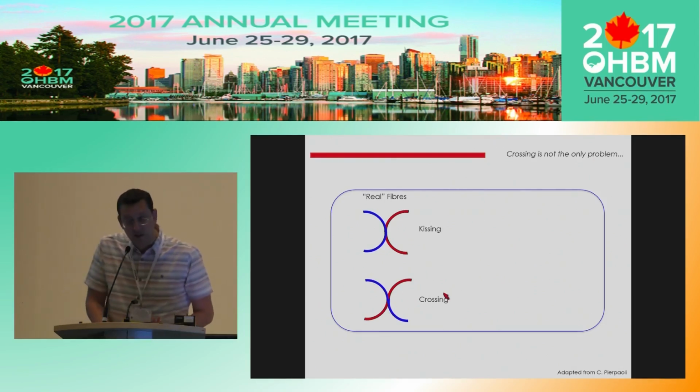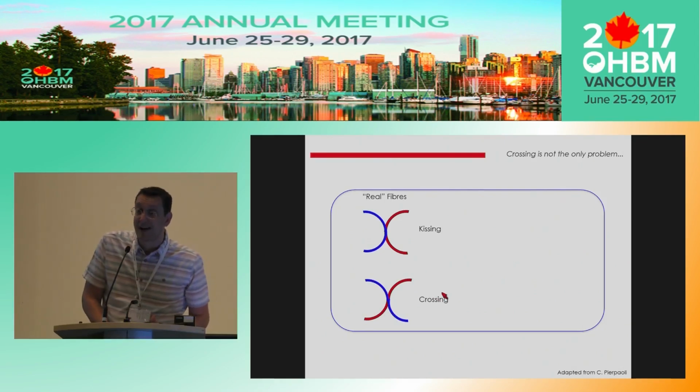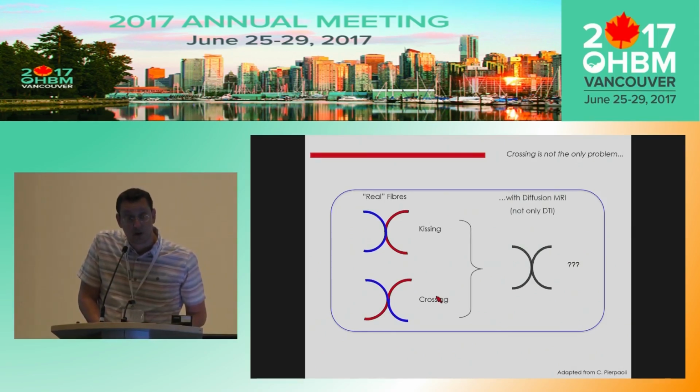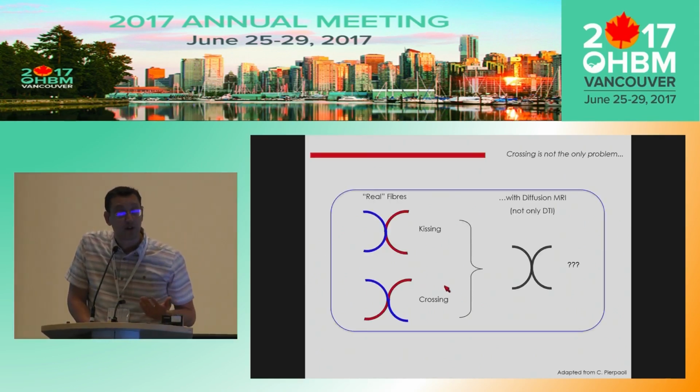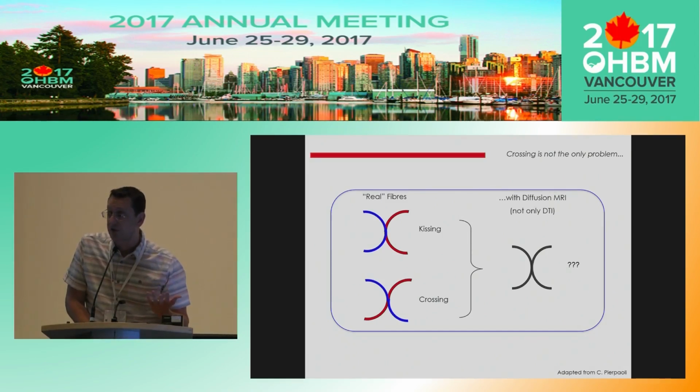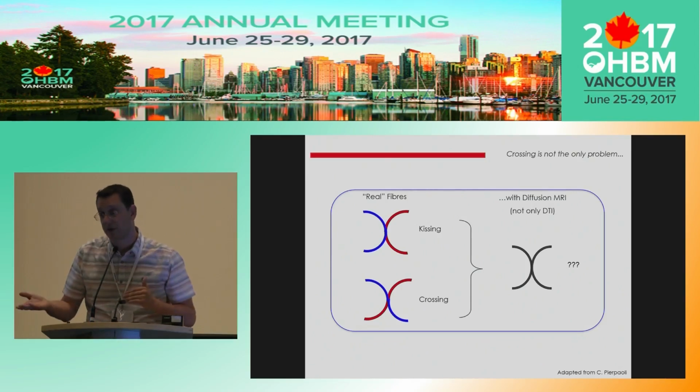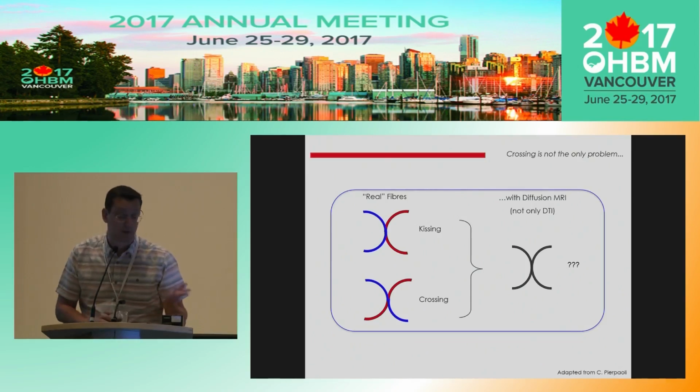Now, here it is easy to discriminate the two configurations, but actually, if you look at the diffusion signal, this is how it looks like. With the diffusion signal, we don't have any contrast to discriminate. The signal is actually equivalent between the two configurations. So kissing and crossing are the same. Now, think about tractography. What will tractography do? Well, sometimes it goes in the right direction, sometimes it stops, or sometimes it gives the wrong result.